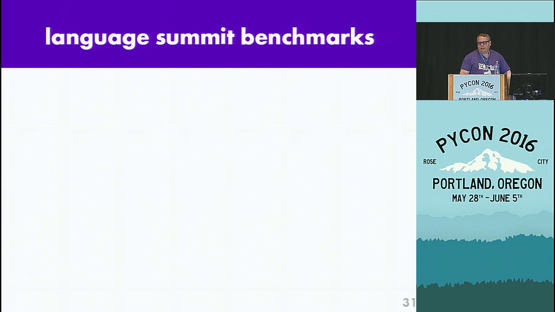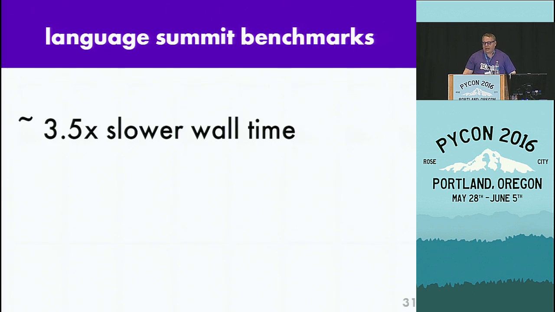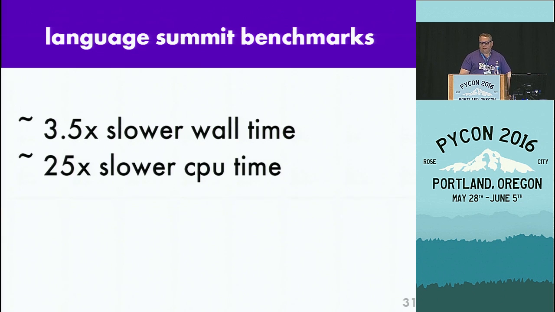Now, at the Language Summit, I presented about this, and I said it's 3.5 times slower on wall time, and it's about 25 times slower on CPU time. First, let me tell you those numbers aren't correct. Of course, I don't have correct numbers because the benchmarking is so terrible. But let me explain what these numbers mean.